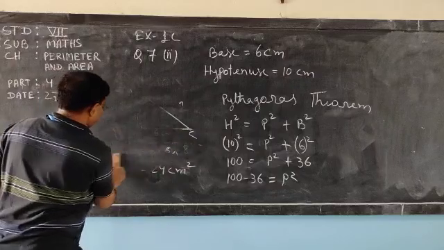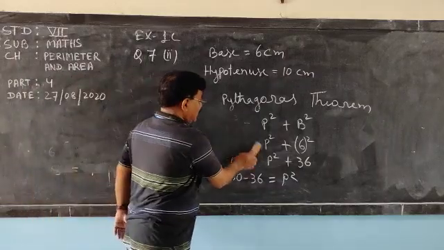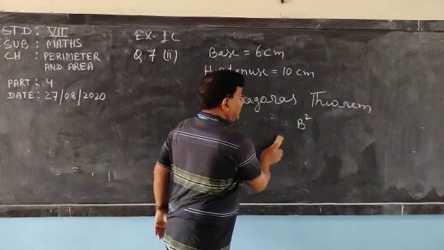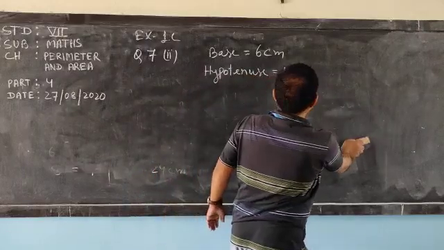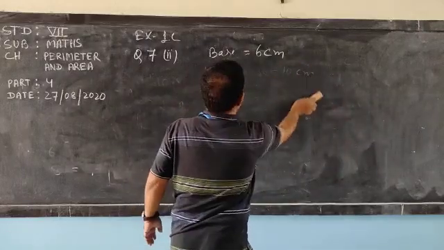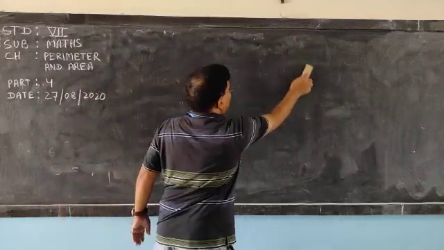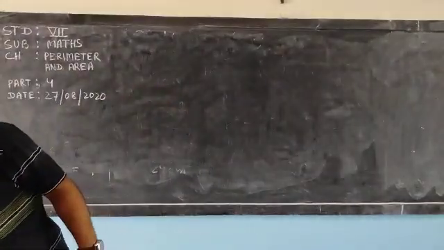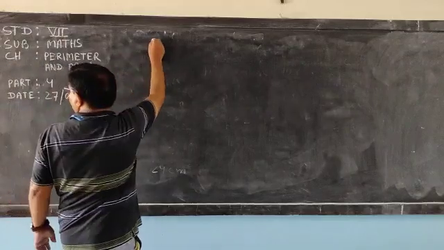Now, coming to another question, we have discussed that if three sides are given, we can use Heron's formula. If base and altitude or height is given, then we can find the area of a triangle as half into base into height. Now, if an equilateral triangle is there, equilateral triangle.